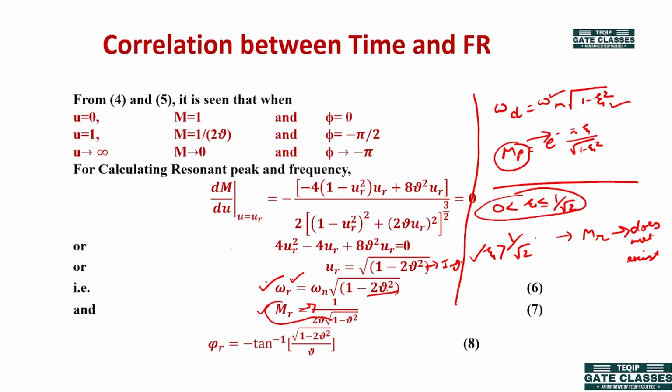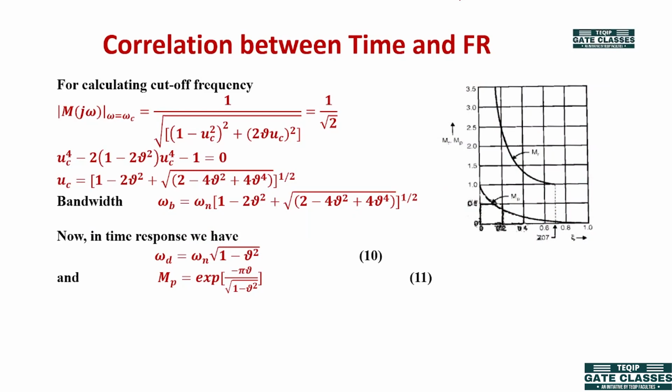So this curve is for zeta in between 1 by root 2 and 0. And for zeta greater than 1 by root 2, we get somewhat like this. So this is for zeta greater than 1 by root 2. For this case there does not occur any resonant peak when zeta is greater than 1 by root 2.